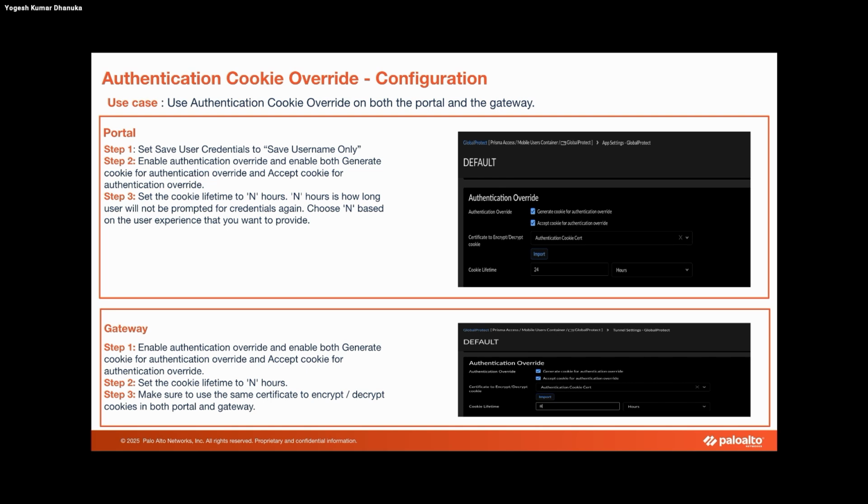When we are talking about authentication cookie, there are two configurations which are related. As you can see here, for generate cookie for authentication override, we select the certificate, and whether we accept or don't accept, and then the same for the tunnel as well. And then you need to make sure that either save username or save username and password, one of them, is selected so that the GP is able to save the credentials in some form.